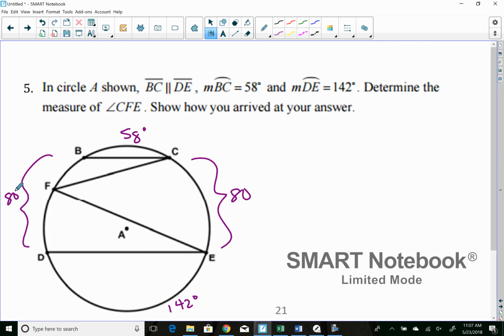It then wants us to find angle CFE. CFE is an inscribed angle. It's inscribed to an arc of 80, so inscribed angles are half of the arc, so angle CFE is 40 degrees.